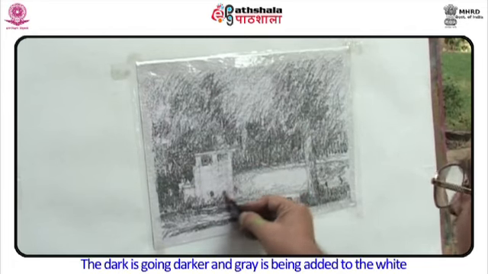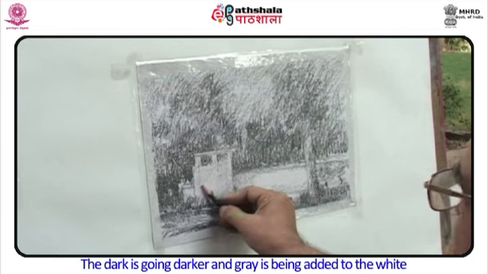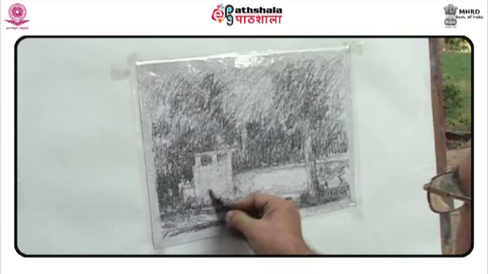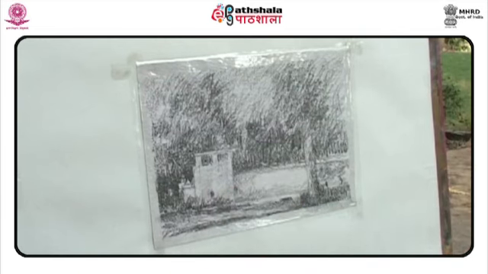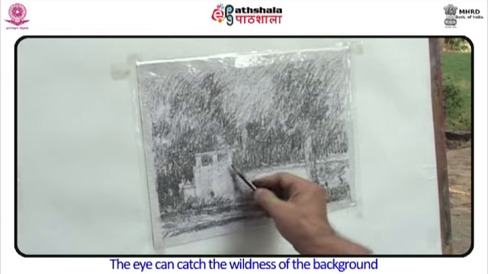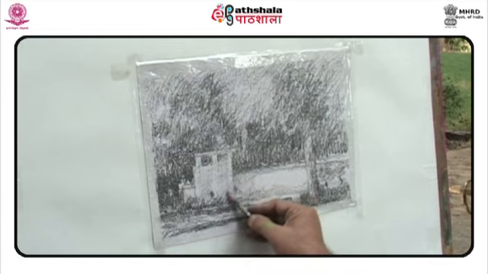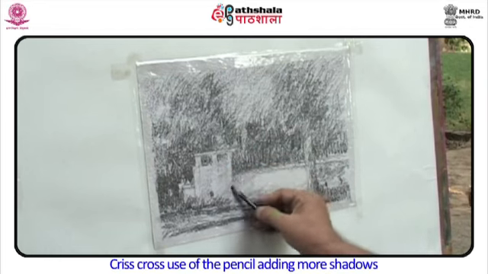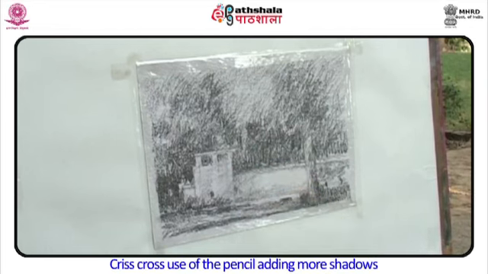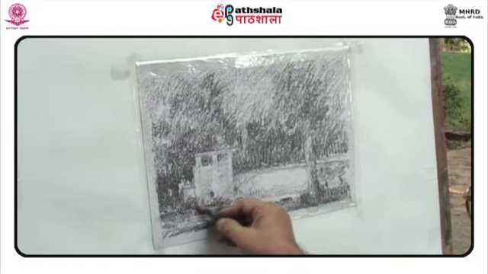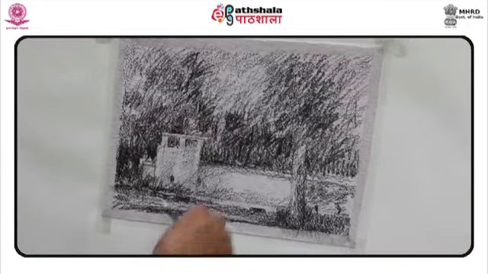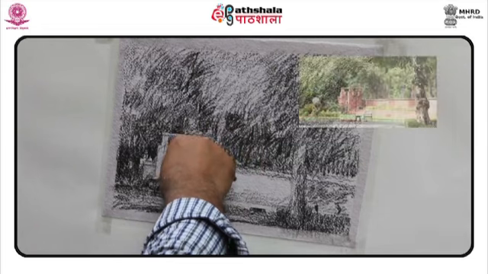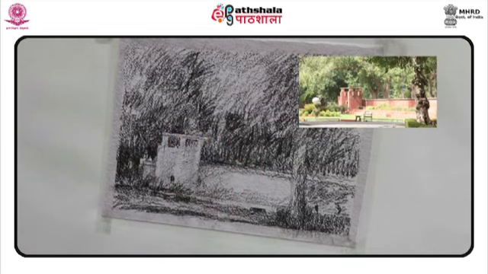The dark is going darker and gray is being added to the white. The eye can catch the wildness of the background. Criss-cross use of the pencil adding more shadows. Next to the wall, a few lines give the impression of more plants.